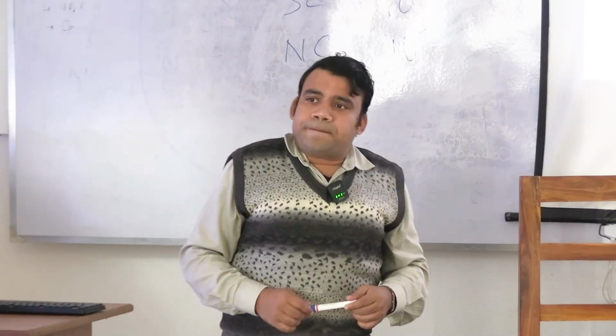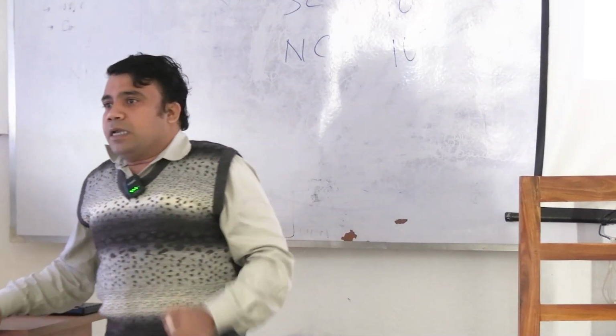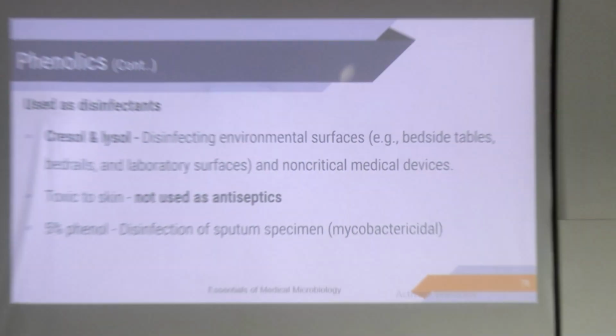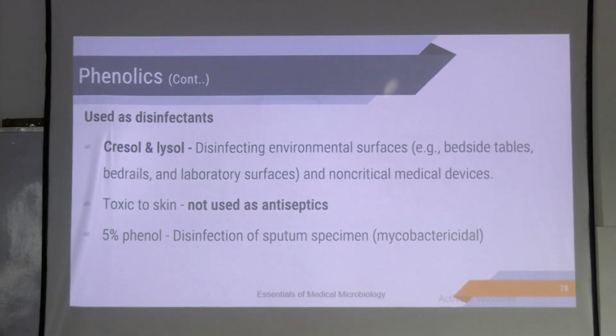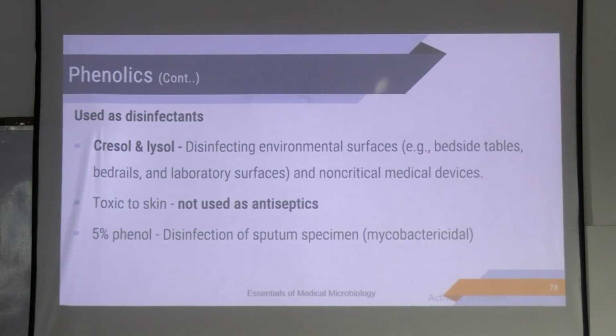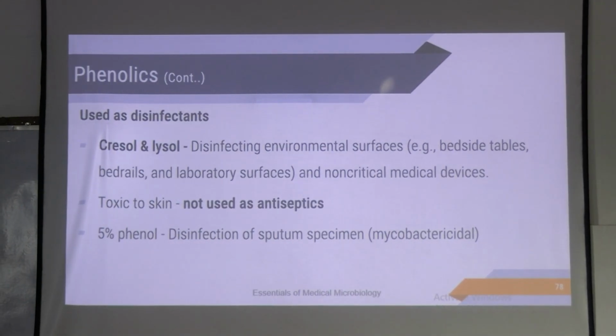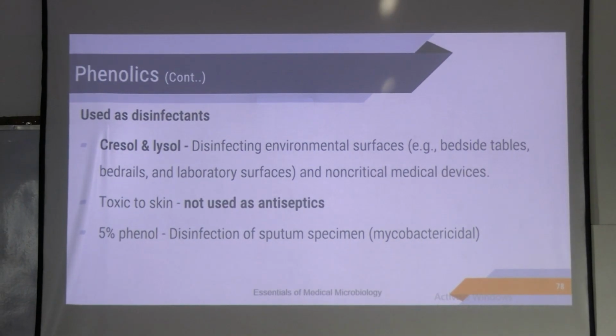Look at the last line. It is 5% phenol, right? That is the concentration. And why is it important? Because it can be used for disinfection of sputum specimens.